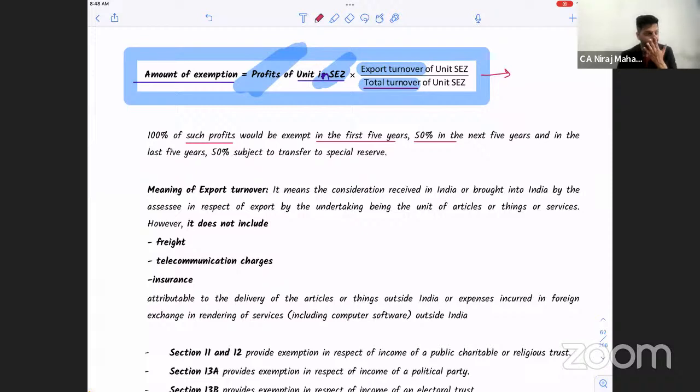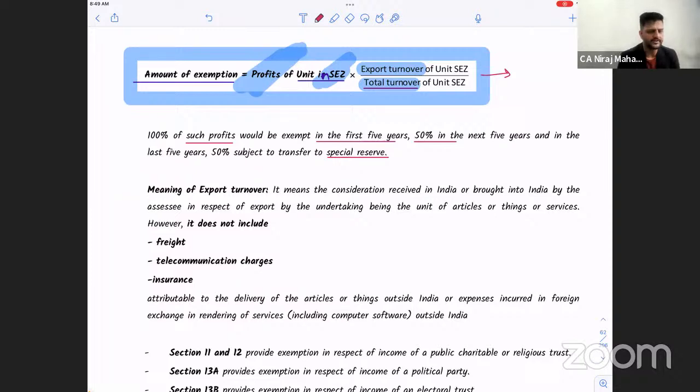All right, clear all of you? And in the last 5 years, again only 50% is allowed. But for that, you have to transfer some amount to a special, different reserve which the income tax department or law has told. You have to create a separate reserve fund, and in that you have to transfer money. Then you can claim 50% of the exemption.